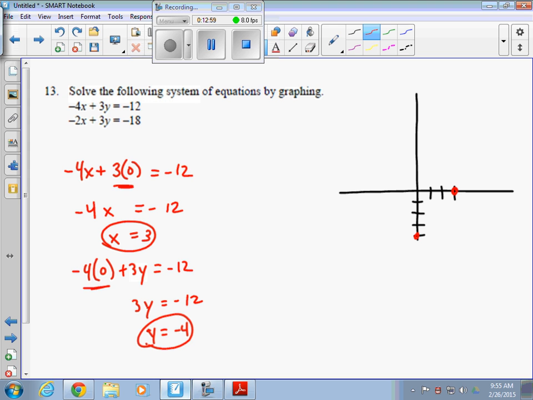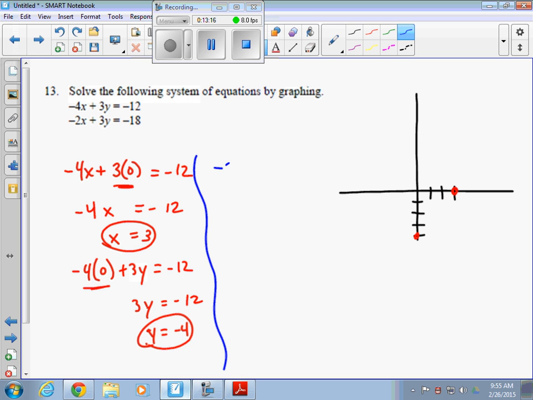So that line right there is going to cross through those 2 points, and I'll draw those two. I'll draw that line in a minute where I see where the other line is going to cross through. The other equation, negative 2x plus 3y equals negative 18, is also one that will work well using intercepts.